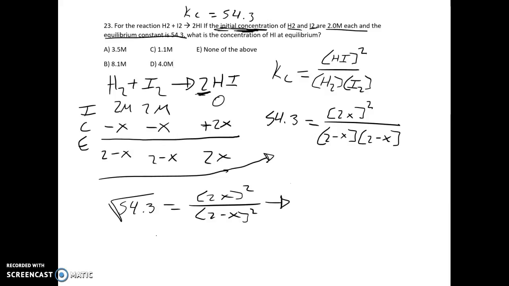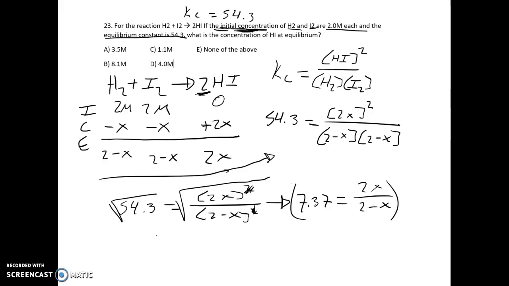Now, we're trying to get x by itself in order to solve for it. So we're going to take the square root of both sides in order to get rid of the squares. The square root of 54.3 is approximately 7.37, which is equal to 2x over 2 minus x, since we've canceled out the squares. Now, in order to get rid of this denominator, we are going to multiply both sides by 2 minus x.